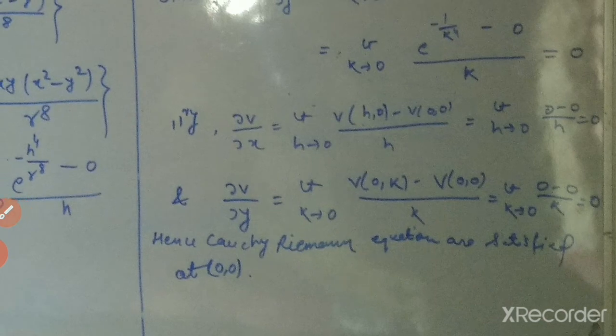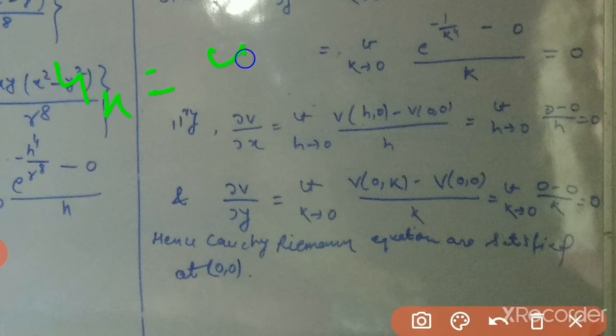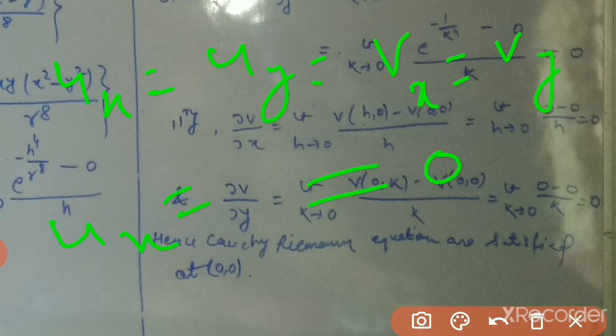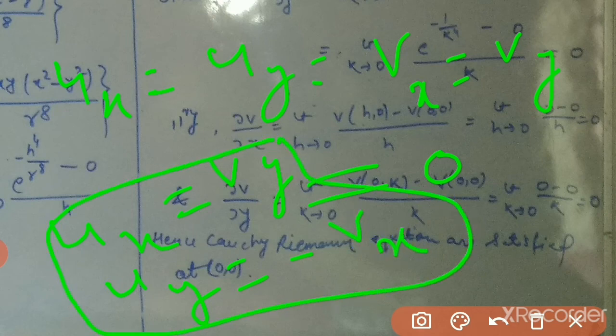So hence the Cauchy-Riemann equations are satisfied, because we are getting ux equals 0, uy equals 0, vx equals 0, and vy, all these equal 0, and here we have ux equals vy and uy equals minus vx. Hence the Cauchy-Riemann equations are satisfied at (0,0).